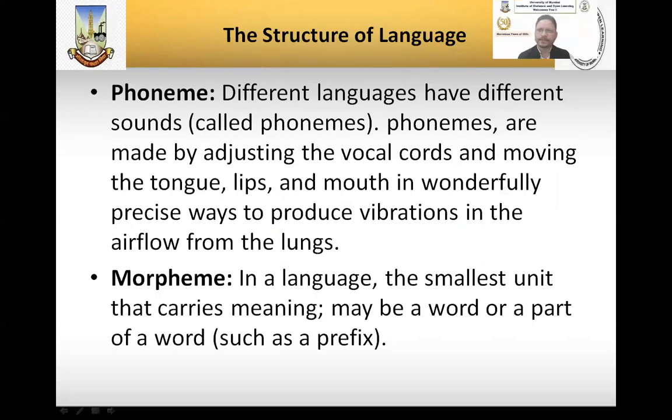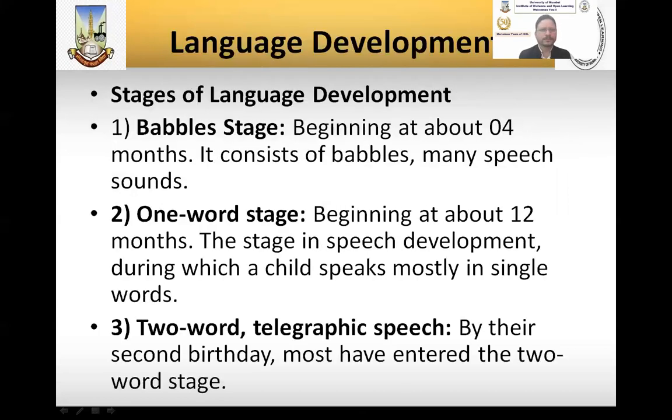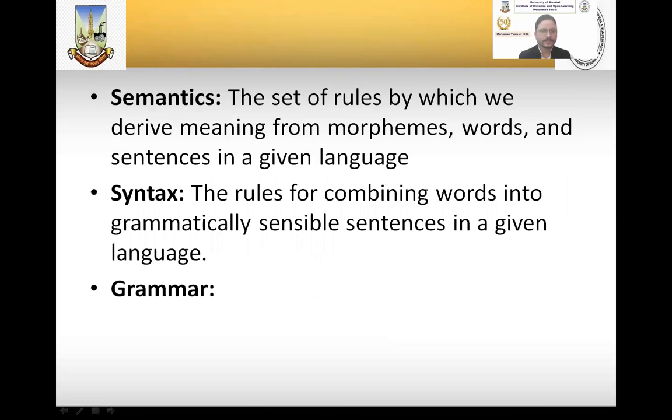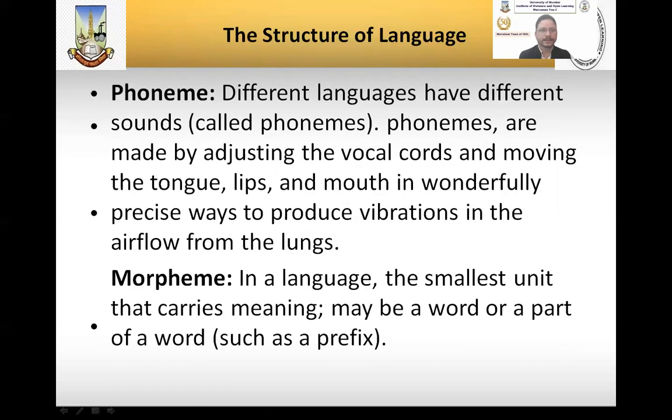Structure of language. So there are some elements in the language by which we structure language: phonemes, morphemes, semantics, syntax and grammar. What is a phoneme? Different sounds in a language we call phonemes. Phonemes are made by adjusting the vocal cord and moving the tongue, lips and mouth in wonderfully precise ways to produce vibration in the airflow from the lungs.